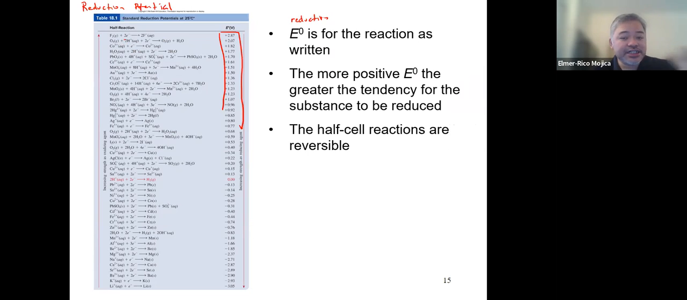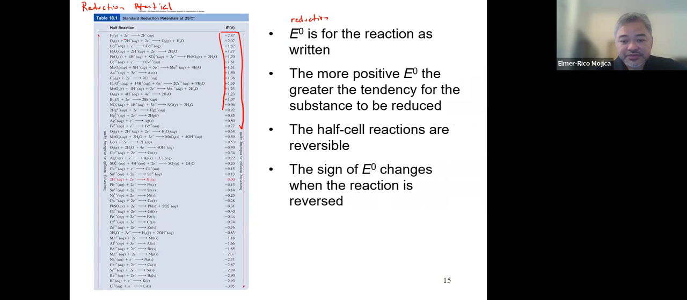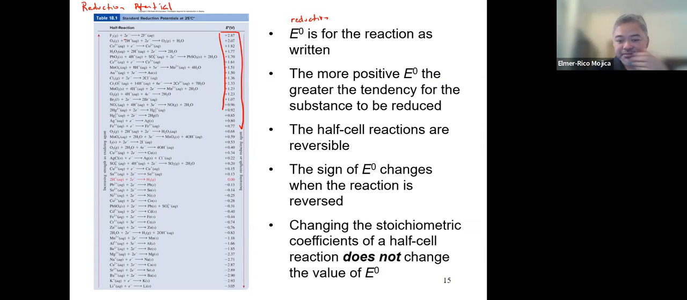Now, all of these reactions are reversible. And the sign of your reduction potential changes when the reaction is reversed. This is the thing that you need to remember: changing the stoichiometric coefficients of a half-cell reaction does not change the value of your cell potential.